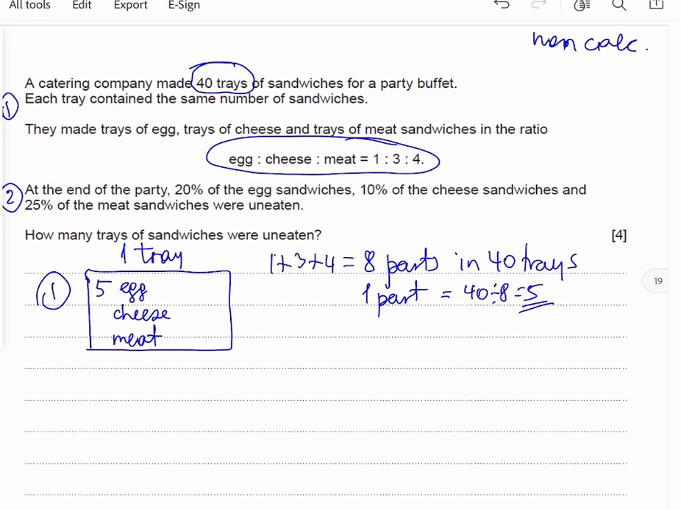That means 5 eggs. 3 parts of cheese, 3 times 5, 15. And 4 parts of meat, 4 times 5, 20. So these are the actual numbers now, 5 egg sandwiches, 15 cheese, and 20 meat. So 40 sandwiches per tray we have here. So if we want to work out now all the total number of sandwiches, we're going to multiply each by 40 because we've got 40 trays, and that will give us the total amount of egg sandwiches, which is 200, the total amount of cheese sandwiches, which is 600, and the total amount of meat sandwiches, which is 800.